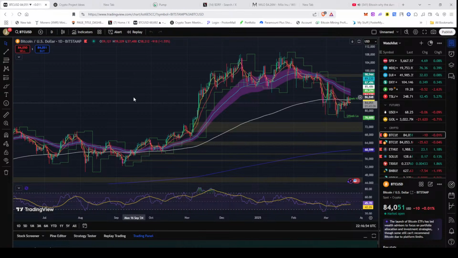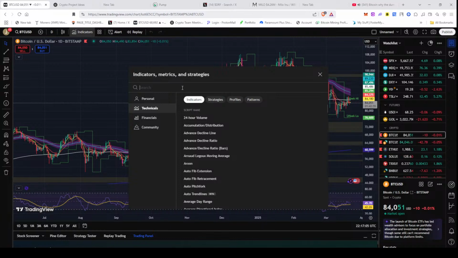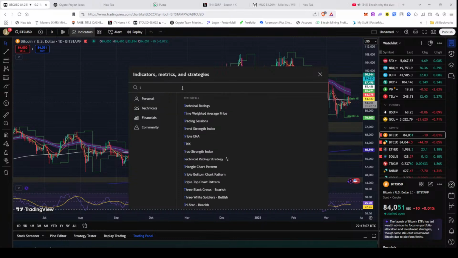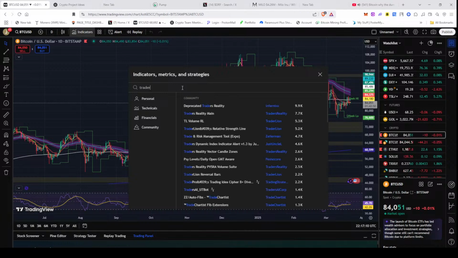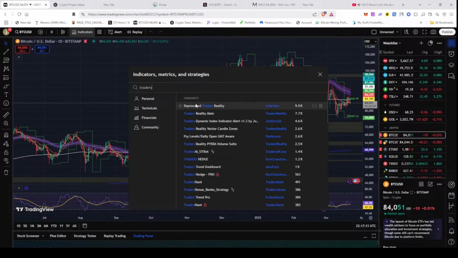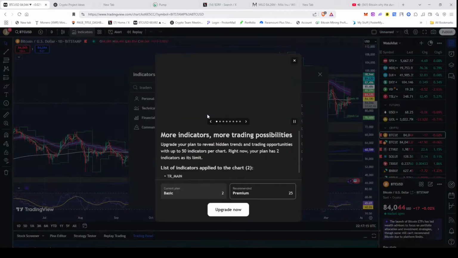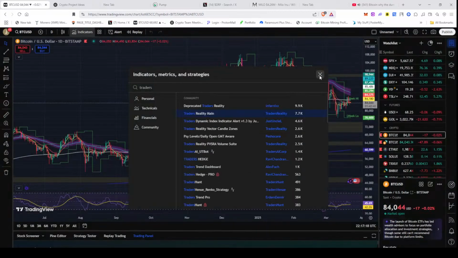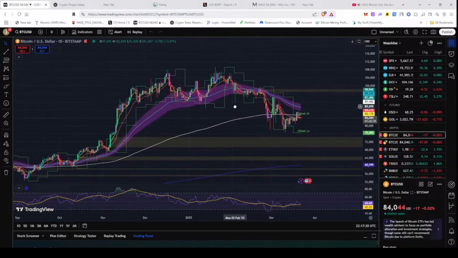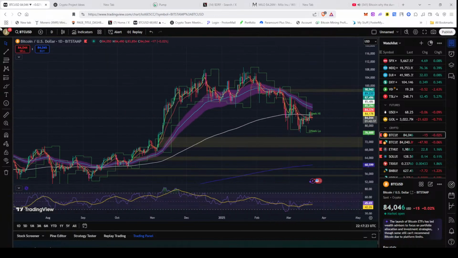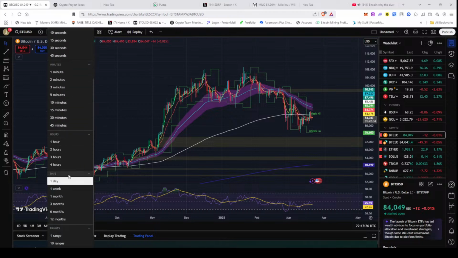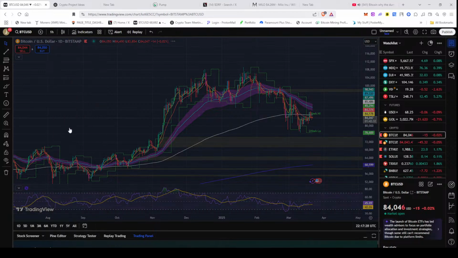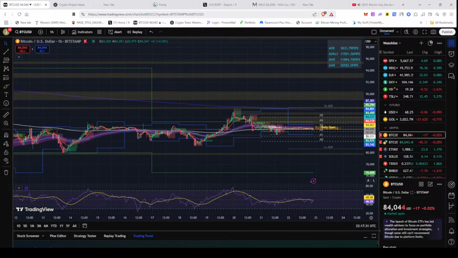And since we worked on the algorithm, I'm going to show you this algorithm that we coded and how to get to it. All right. Go to indicators, right? Type in Traders Reality Main. Okay? And then that is the indicator that we are using right now. Okay? This is the daily chart for Bitcoin. We're going to go down to the 1 hour chart so we can see exactly what's happening.